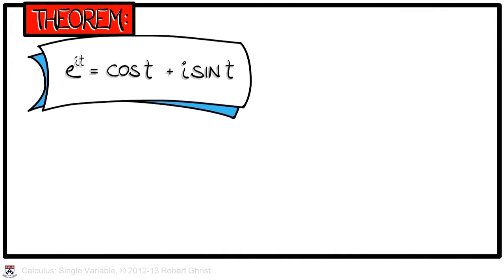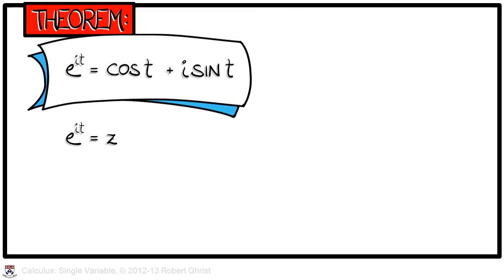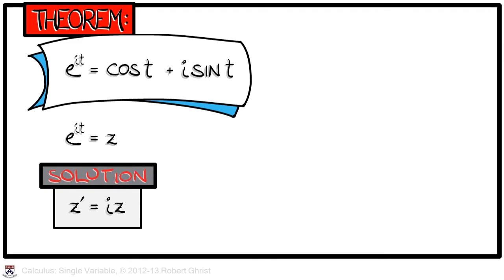Well, consider the following. If we let z be equal to e to the it, we're going to think of z as a function of t. Then there's an approach using ordinary differential equations, because the one differential equation that you know for sure is that e to the constant times t is the solution to the differential equation z prime equals that constant times z. In this case, the constant is i, square root of negative 1. Now, this shouldn't be too weird.